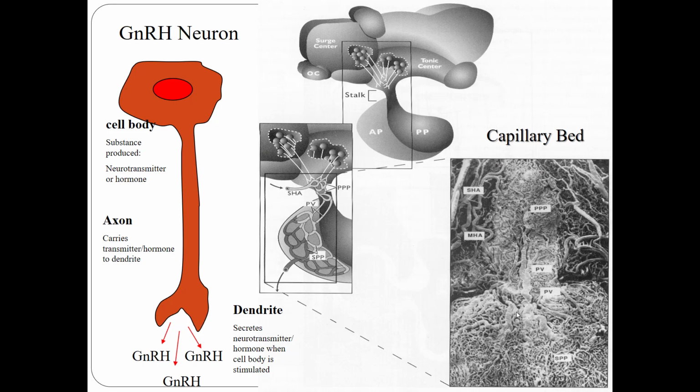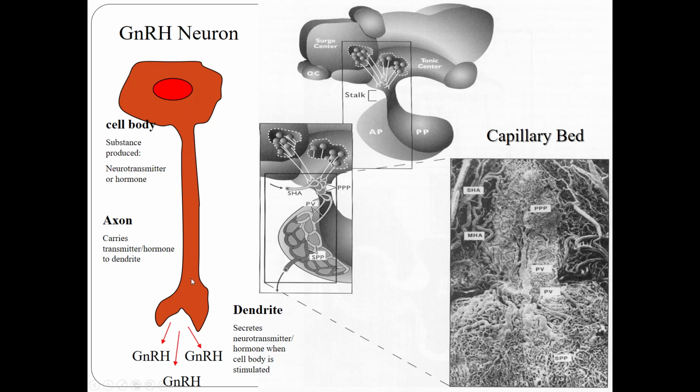So when it comes to reproduction, both in the male and the female, GnRH is king. The hormone gonadotropin releasing hormone, abbreviated as GnRH, is one that you need to commit to memory. This hormone is synthesized in the cell body of a GnRH neuron, which is located here in the hypothalamus. The cell body is where that GnRH hormone is actually produced, so inside the cell here.